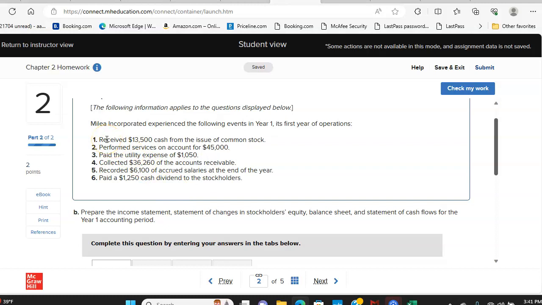Number one, receive $13,500 cash from the issuance of common stock. The accounts involved will be cash and common stock, neither of which is a revenue or expense account. So go to number two. Two says perform services on account for $45,000. So this transaction will impact accounts receivable and it's going to impact a revenue account.